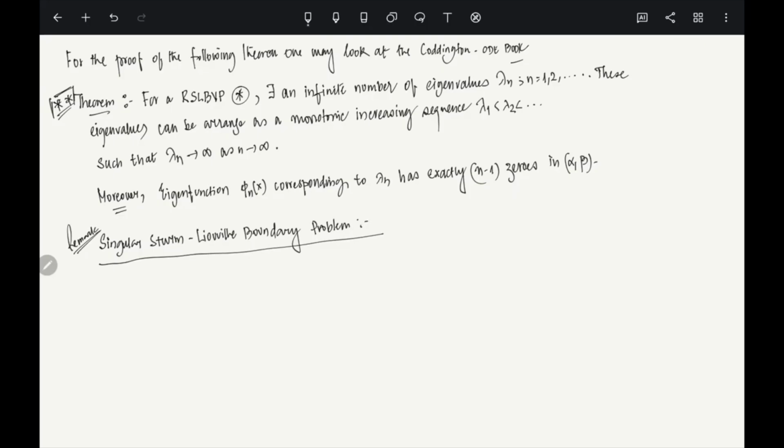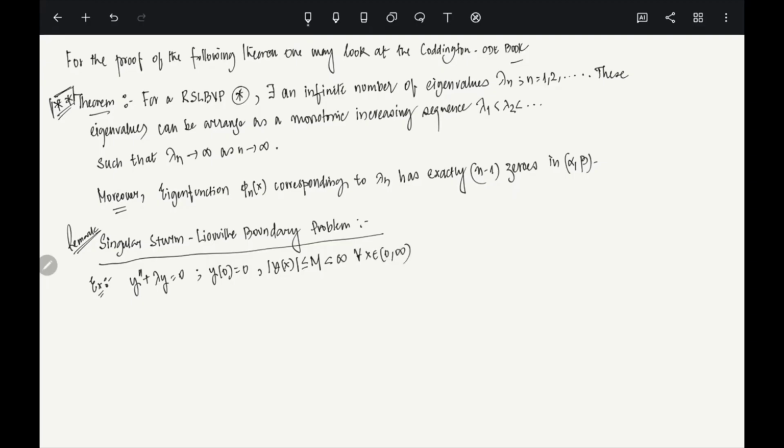This will tell you that there is some difference here. First of all, we will just look at some examples. Let us look at the problem y double prime plus lambda y equals 0, and the data is given to be y(0) equals 0. We do not have any data on the other end, but we know that mod y(x) is less than or equal to M, which is less than infinity. So basically, it is finite for all x in 0 to infinity.